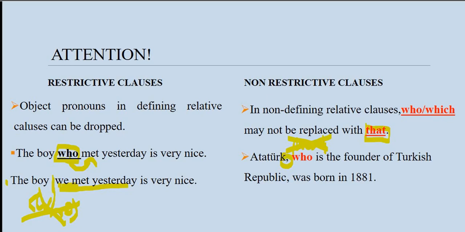Atatürk, who is the founder of the Turkish Republic, was born in 1881. So you can see in this non-defining relative clause that we use who to give extra information about Atatürk, because everybody knows that Atatürk was born in 1881. So here the non-restrictive clause gives extra information, and we cannot use that instead of who in this sentence.